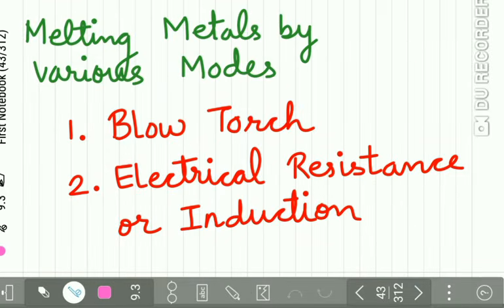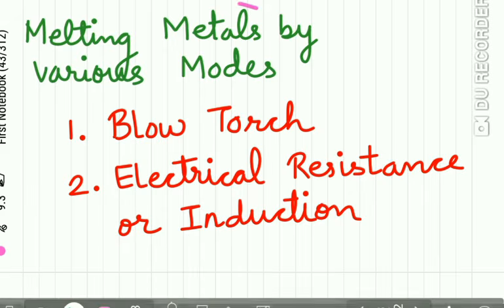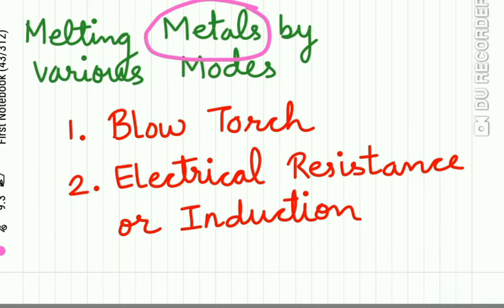Now, various metals are melted together. There are various modes of melting these metals. Two of them are using a blowtorch, or second by electrical resistance or induction.